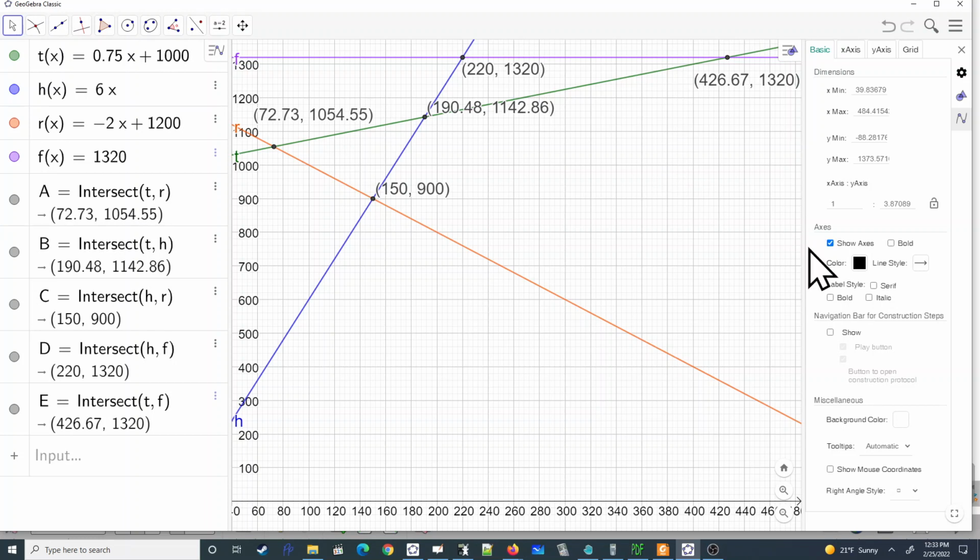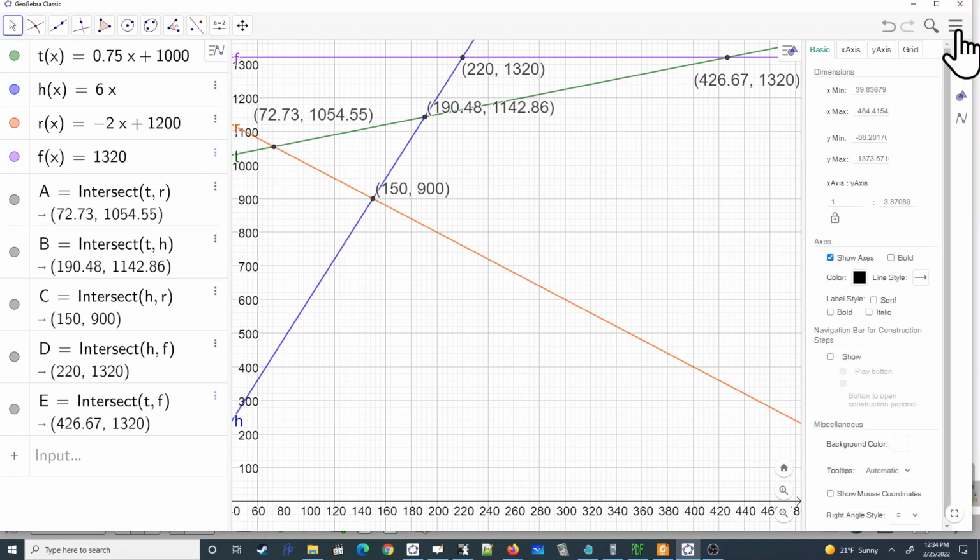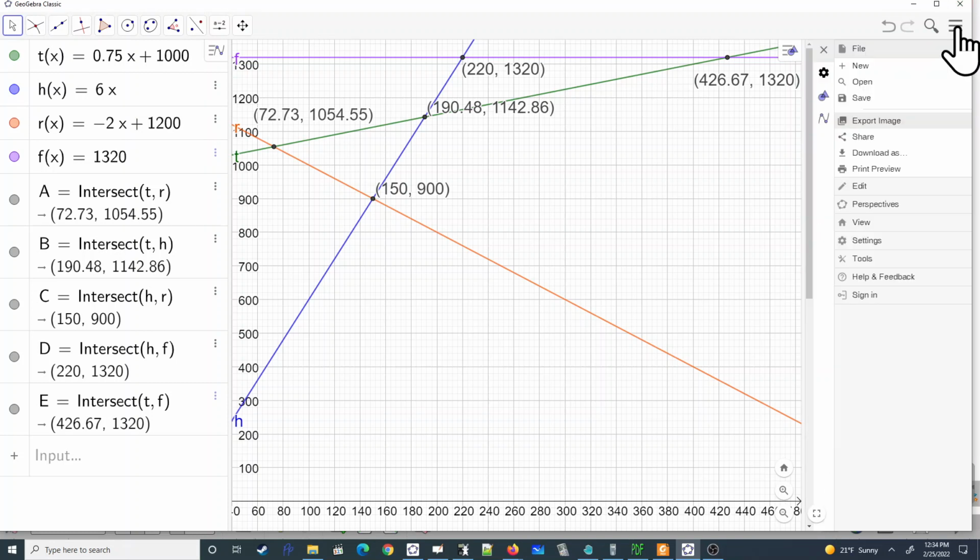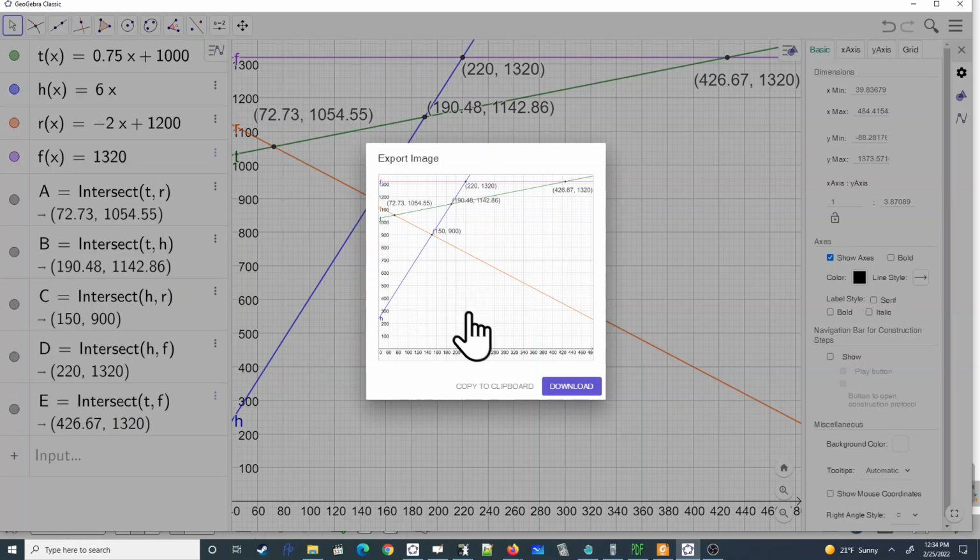All right. So one last new skill. I want to cut this into my Google Doc. So you're going to have to learn, go find the menu, the 3 little bars. Find under File. There should be under Save, specifically it says Export Image. This window pops up, and then you should be able to hit Copy to Clipboard.